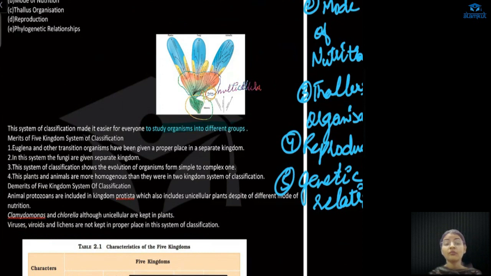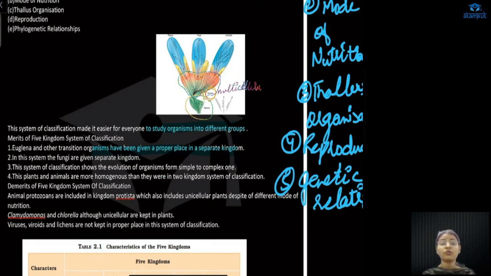What will be its benefits, its merits? Because the demerits of the two kingdom system, the three kingdom system, or the four kingdom system have all been removed in this system of classification. Like the demerits, Euglena and other transition organisms have been given a proper place in a separate kingdom.